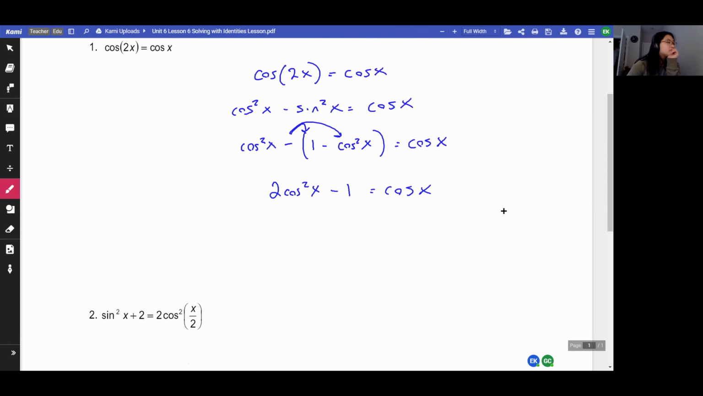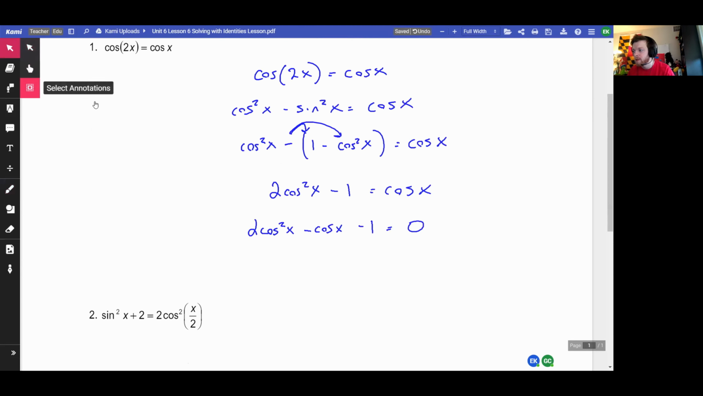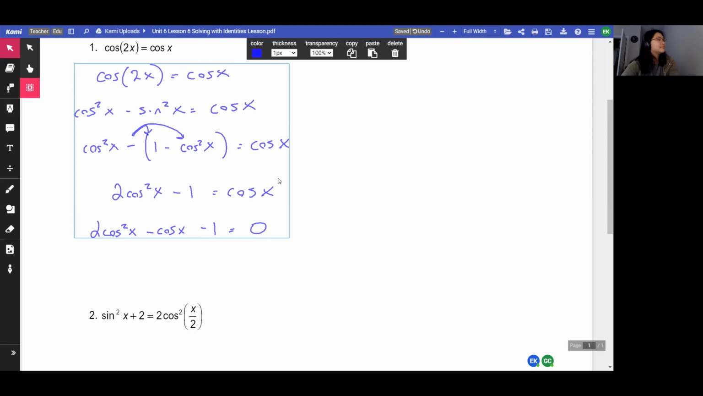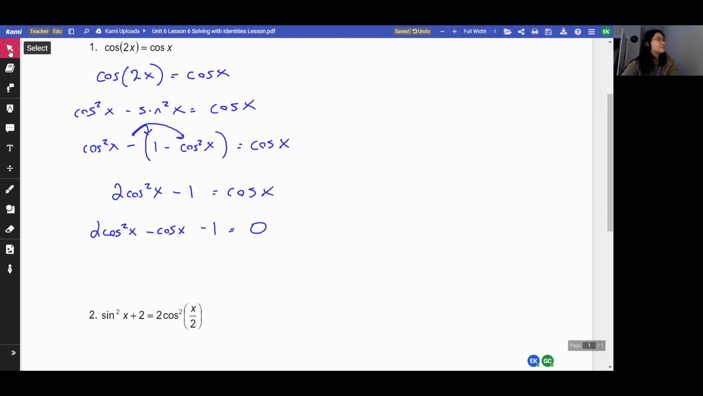Can we move the cosine over so that we end up with something we can use? Yeah. 2 cosine squared x minus cosine x minus 1 equals 0. I'm going to use the power of Kami to move this over now. I liked it in the middle as I was working, but we're going to need more space.